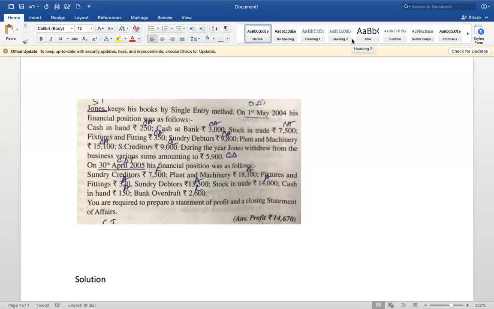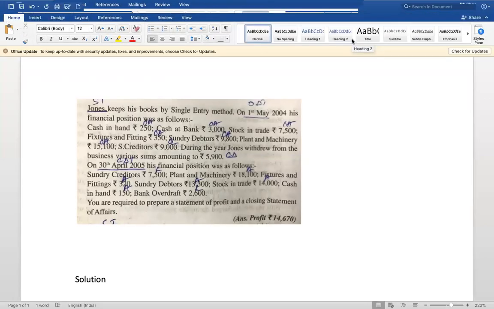Hi, we'll have a small recap or revision of single entry system. As we have discussed under single entry system, there are three steps. Number one is calculation of the opening capital, number two is calculation of the closing capital, and step number three is ascertainment of the profit, or calculation of the profit. Okay, let's proceed with the steps.